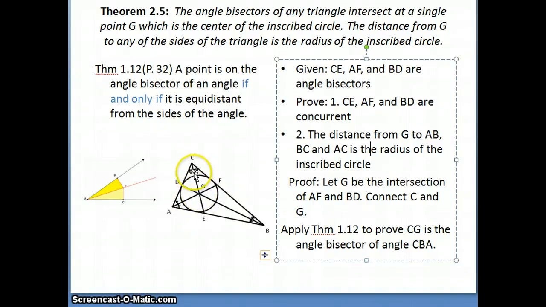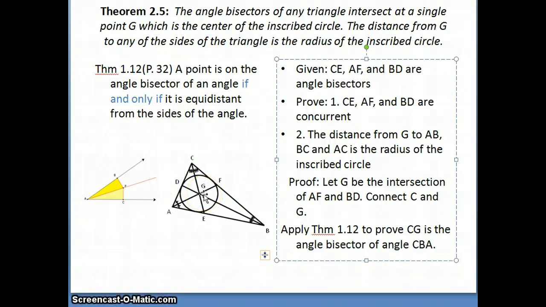So how do we prove CG is the angle bisector? Then we can use theorem 1.12. What kind of point will be on the angle bisector? By this theorem, we can show that this point is equidistant from the two sides of the angle. So if we look at angle C, the two sides are AC and BC. Can we show G is equidistant from the two sides?